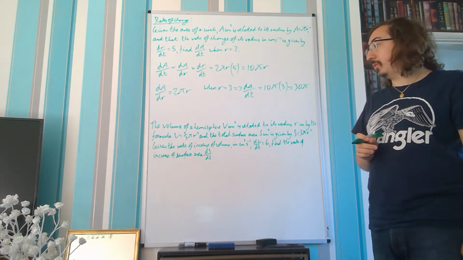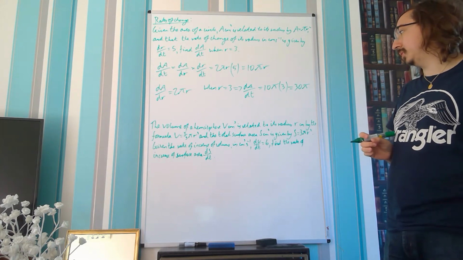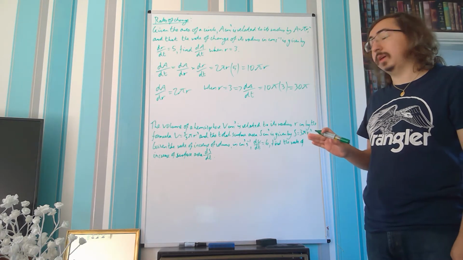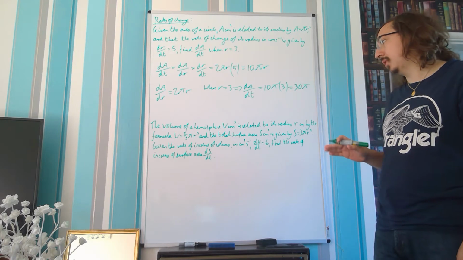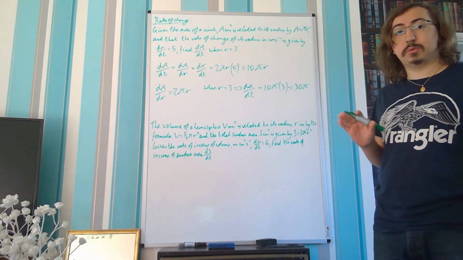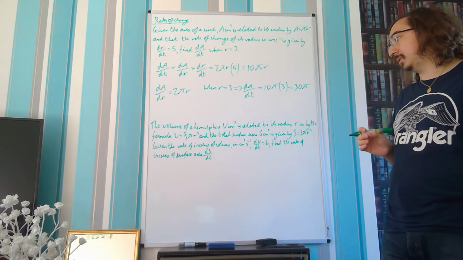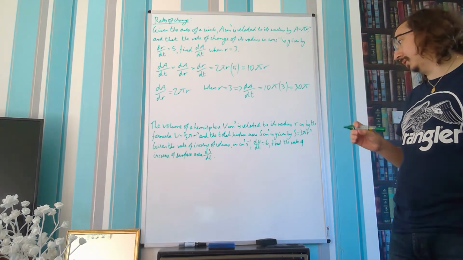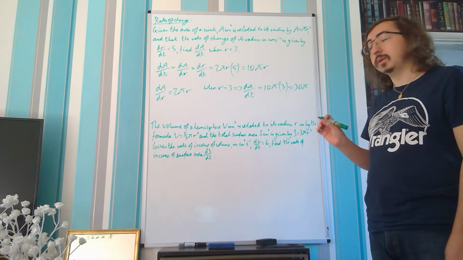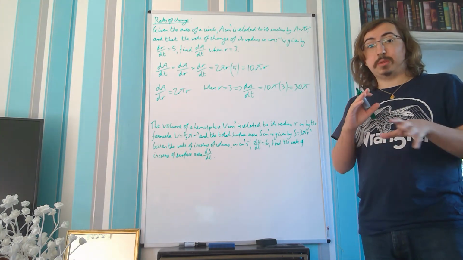So then we've got a slightly more complicated problem at the bottom. The volume of a hemisphere V centimetres cubed is related to its radius r centimetres by the formula V equals 2 over 3 pi r cubed, and the total surface area S centimetres squared is given by S is equal to 3 pi r squared. Given the rate of increase of the volume in centimetres cubed per second, dV by dt is equal to 6, find the rate of increase of the surface area, dS by dt. So we've got a little bit more to do on this, but it's a similar process.